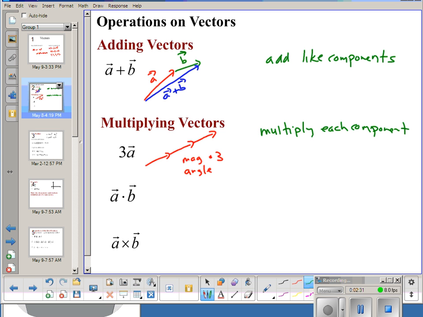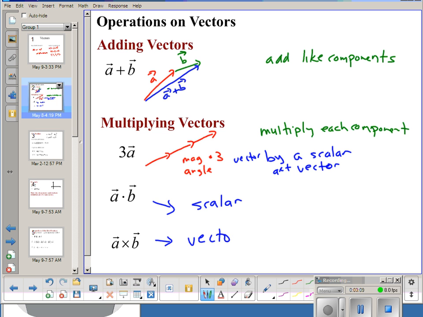And that's fairly easy. And then as far as other multiplying, so this is multiplying by a scalar. And right here, when you multiply a vector by a scalar, you get a vector. Now our dot product, when we dot 2 vectors, we are going to get a scalar. And then there's another kind of multiplying. So multiplying 2 vectors together, if you dot them, you get a number, which is a scalar. And if you cross them, you're going to get another vector. And we'll do cross product in another lesson.